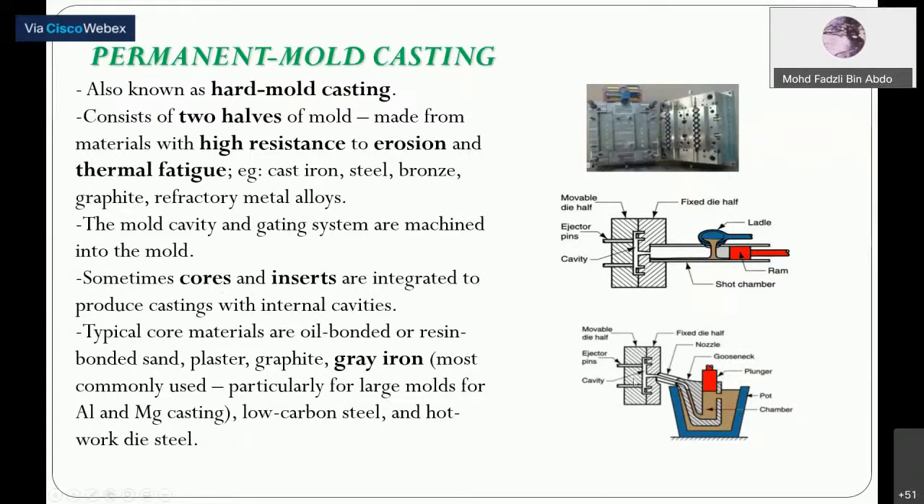Sometimes core untuk buat lubang, core and insert are integrated to produce casting with internal cavities. Maksudnya untuk kita buat lubang lah, core dan juga insert. Typical core material are oil bonded or resin bonded sand, plaster, graphite, gray iron, most commonly used, and particularly for large molds for aluminium and magnesium casting, low carbon steel and hot work die steel. This is the common material for the core and insert.